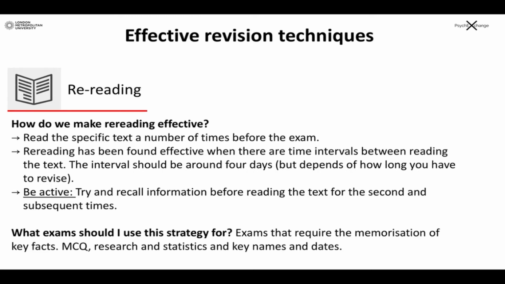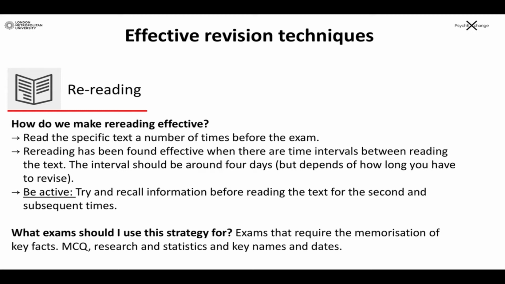So how do we make it more effective? Essentially, we need to make it an active process. This is literally the key to everything. In this case, we need to reread the text several times before the exam. It has been found to be the most effective when there are time intervals between each reading. The best results come from intervals of 4 days, but this still isn't an active process as such.